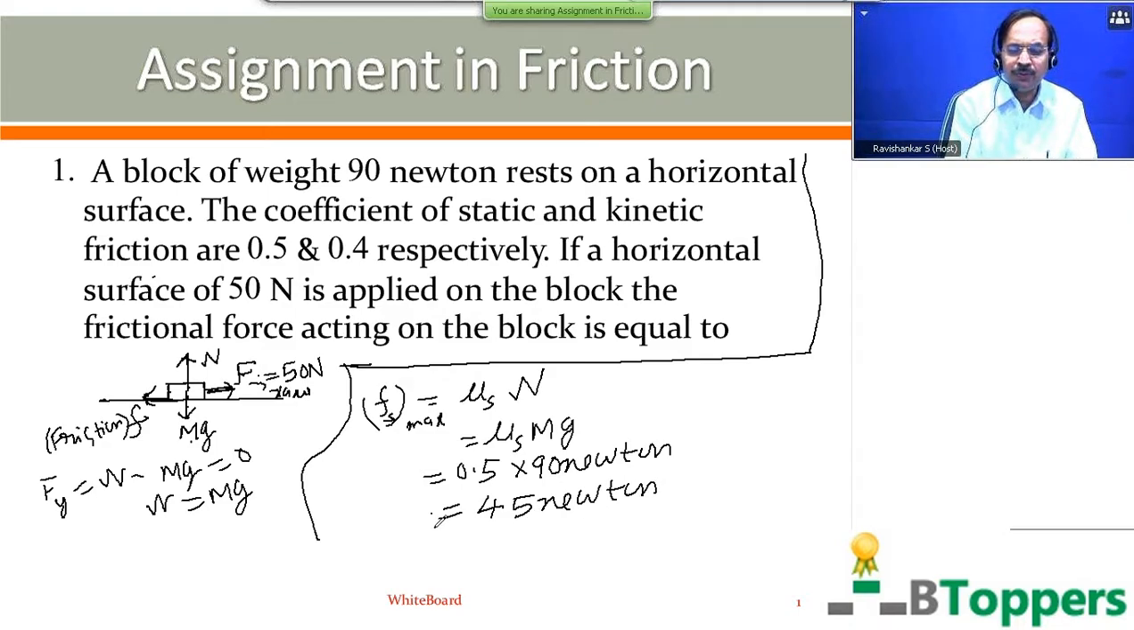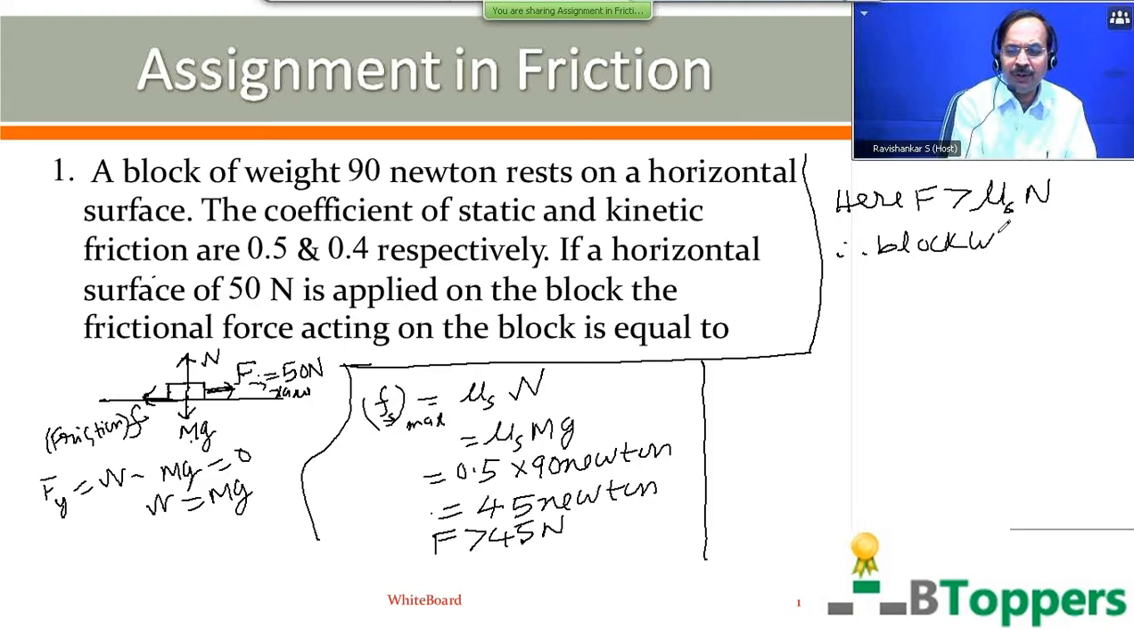That means the block starts moving on the horizontal floor only when the horizontal force applied on the block is more than 45 newtons. So in the given problem, the horizontal force applied on the block is 50 newtons, which is clearly more than the limiting friction between the block and the floor. Therefore, the block will be in motion after the application of the horizontal force. The block will be in motion on the floor.